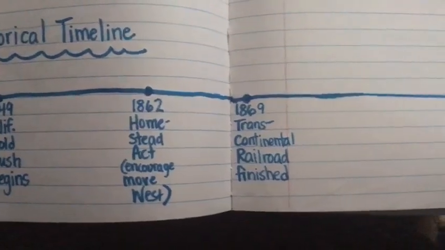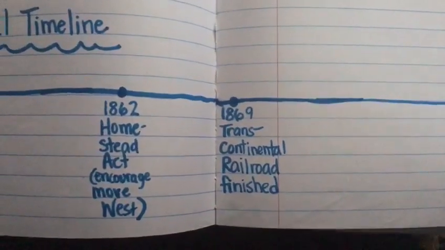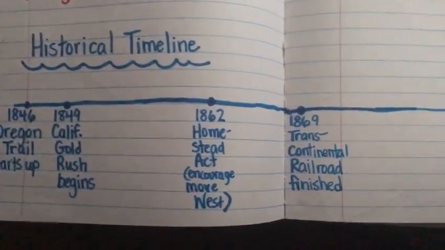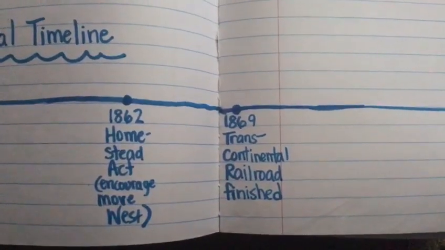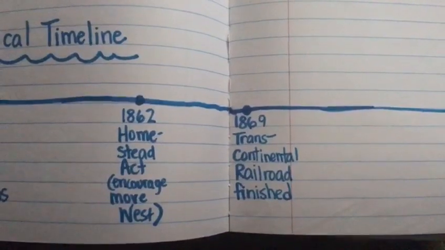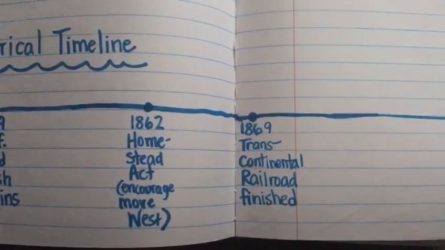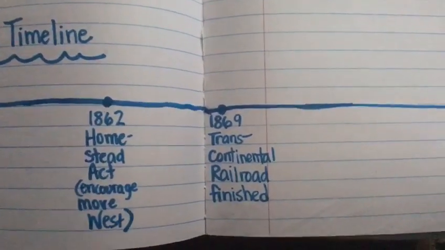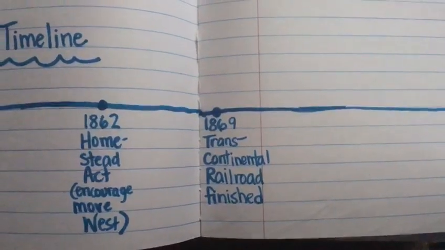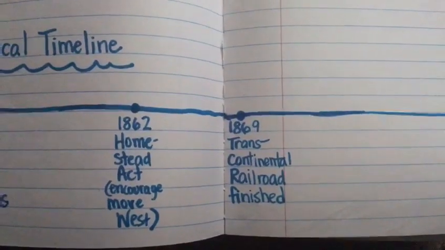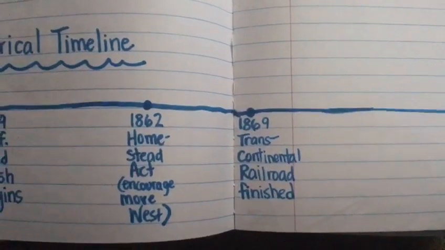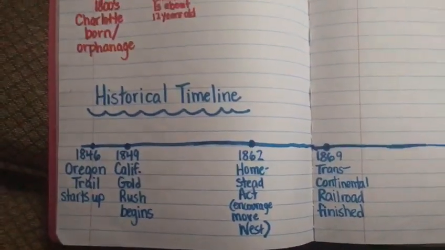And these are other two events that I looked up on the internet that I know are important during this time period. In 1862, the Homestead Act was a bill that was passed by the government to encourage people to keep moving out west. And in 1869, the Transcontinental Railroad was finished. This was a railroad that went across the country so that people didn't have to take covered wagons any longer.